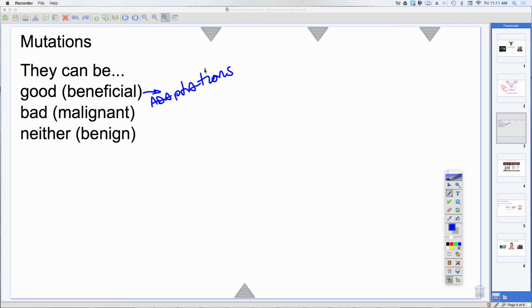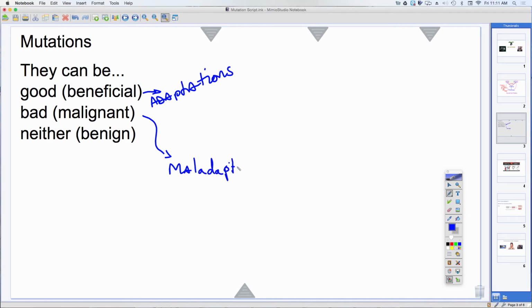On the other hand, mutations can be malignant. They could be what we might describe as maladaptive. And again, this would be a mutation that you pass on to your children. Mutations can be malignant in your lifetime, and often we call these things cancer. And then mutations can be benign. And in benign mutations, they don't affect you. They don't impact you at all.